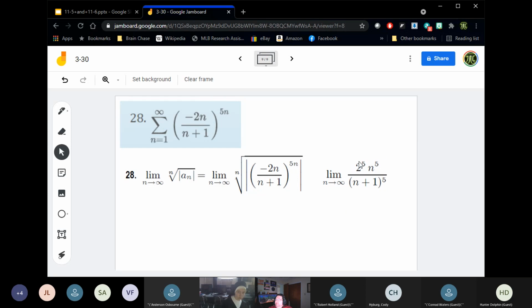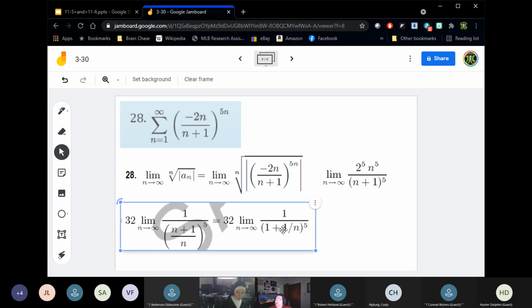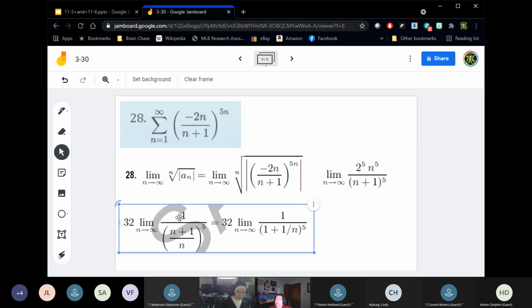So we have the limit as n goes to infinity of 2 to the 5th, n to the 5th, over n plus 1 to the 5th. The negative sign disappears because of the absolute value. And then I have 2 to the 5th, which is 32, so that can come out in front. And if I'm looking at the limit of 1 over that bottom, it's going to go to 1. So 32 times 1 is 32, and 32 is greater than 1, so it diverges.